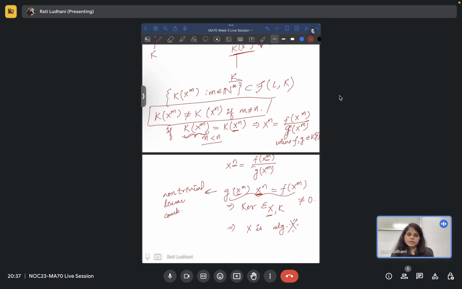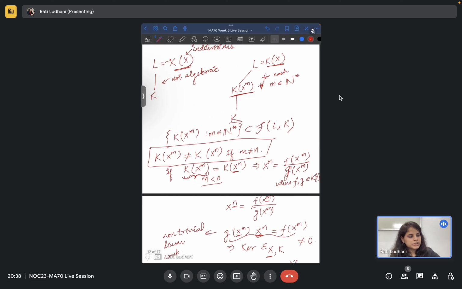x cannot be algebraic, right? So you have infinitely many subfields. This is the condition which is always true. So this implies this set is infinite. There are infinitely many subfields, at least these many. There might be more, we don't care, but at least it is infinite. Is that okay?